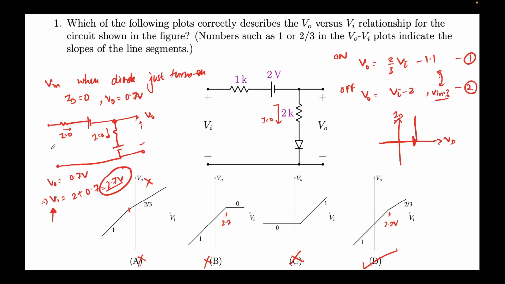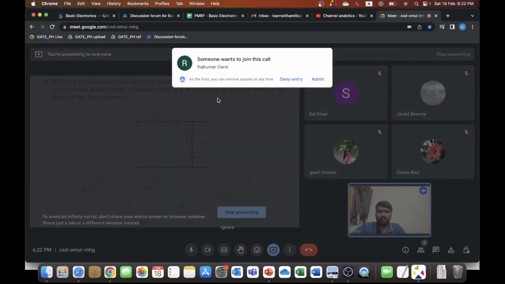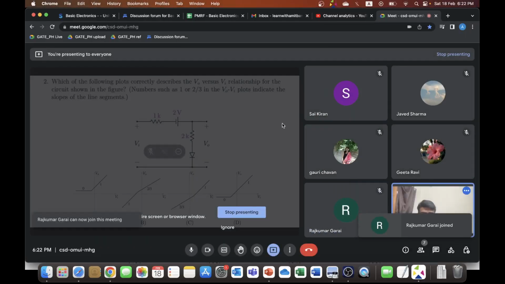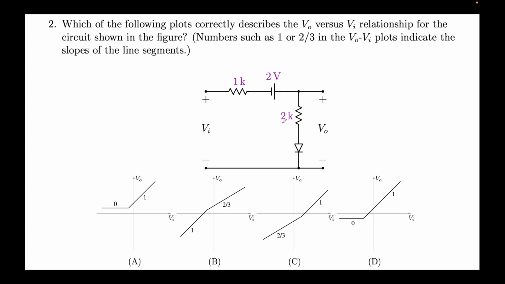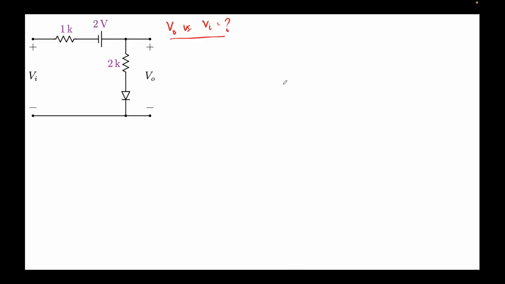So now let's move forward and we'll come to problem number 2. This is a similar problem as before, just that we have changed the polarity of this voltage source over here. So we'll again follow the same process.